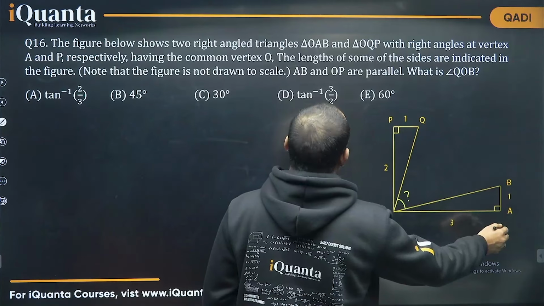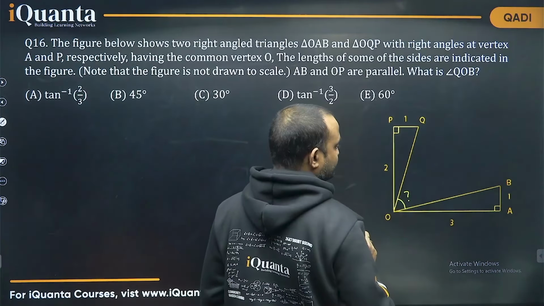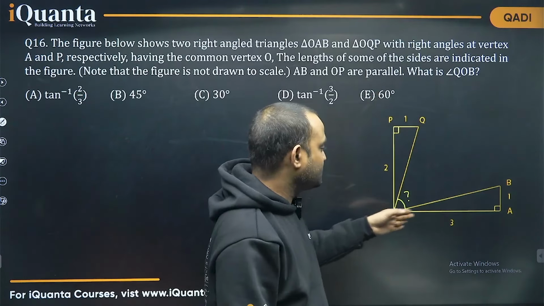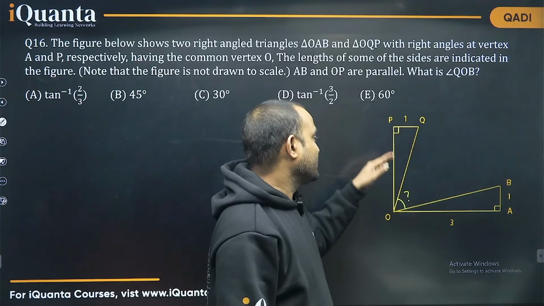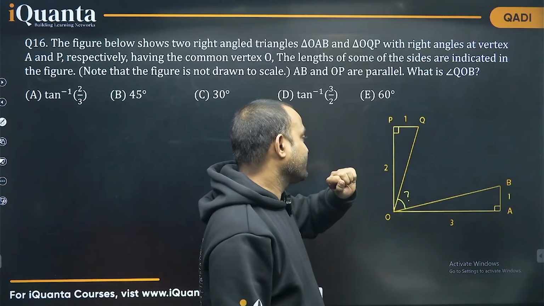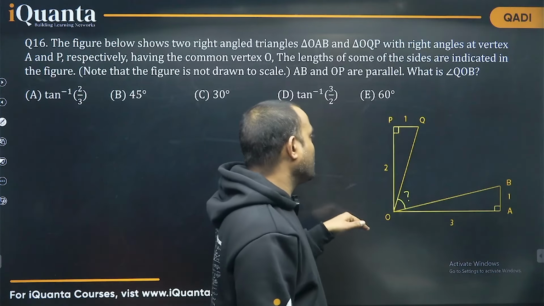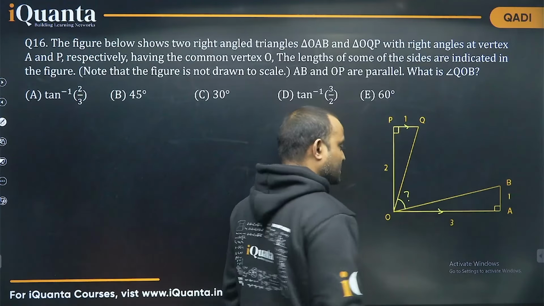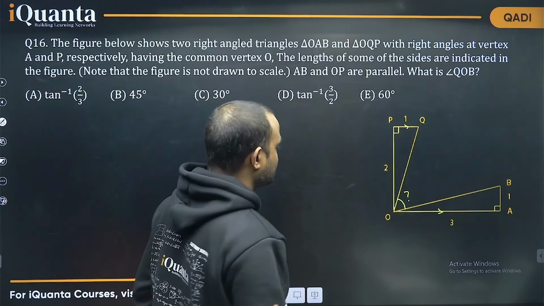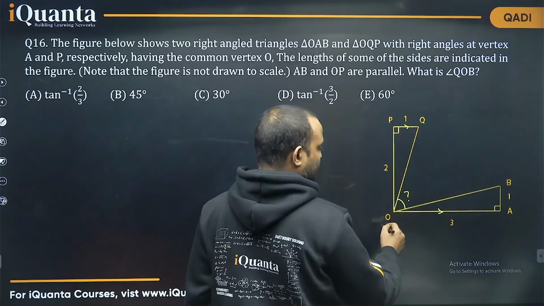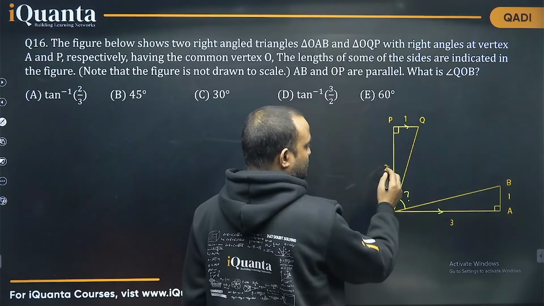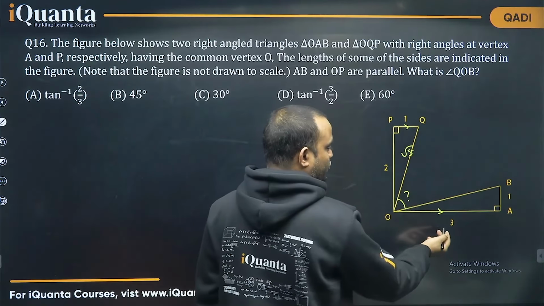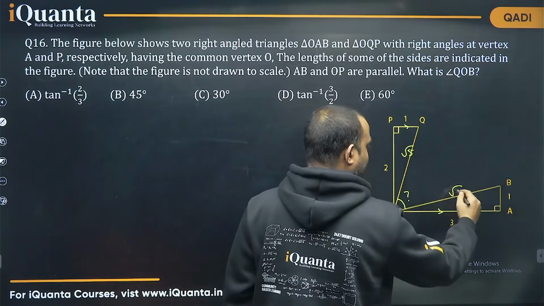AB and OP are parallel. PQ is perpendicular to OP, and AB is perpendicular to OA. So we can also say that these two will be parallel to each other, correct? Using the Pythagoras theorem, we can find the length of OQ, right? What will be OQ? 3 square is 9 plus 1. This will be root 10.